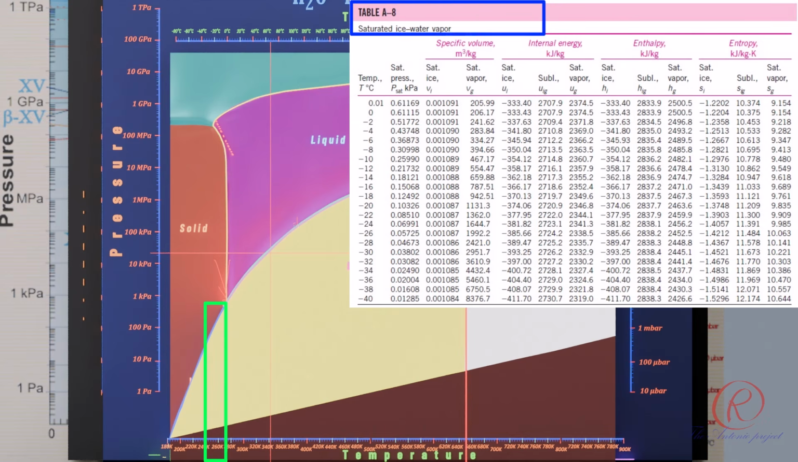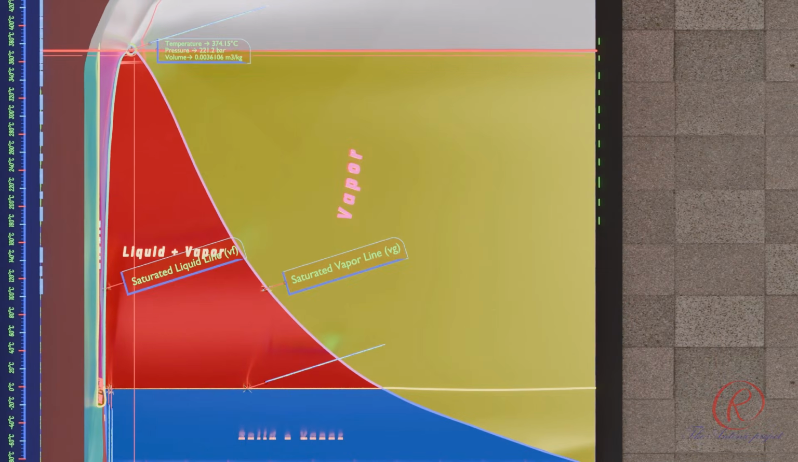5. Saturated ice-water vapor table. A saturated ice-water vapor table provides the thermodynamic properties of water at equilibrium between ice, or solid water, and water vapor. This is how to read a steam table in connection with the PVT diagram.